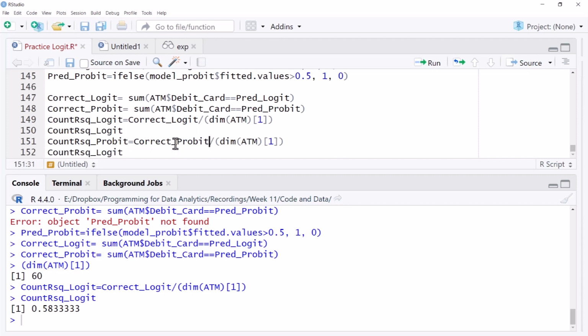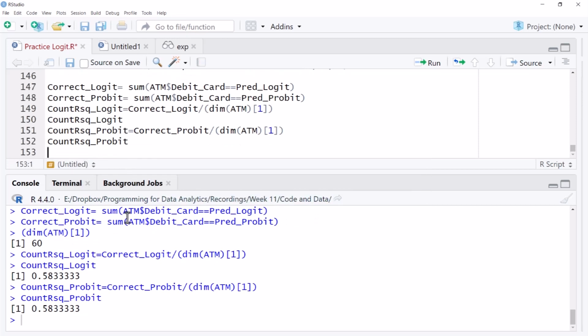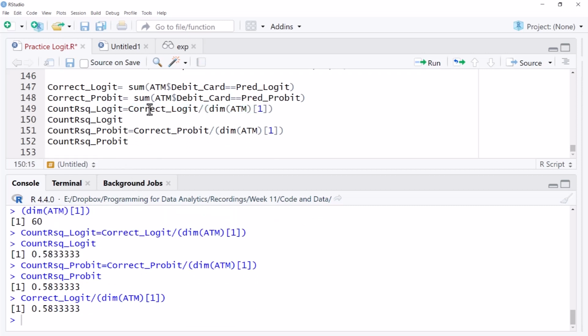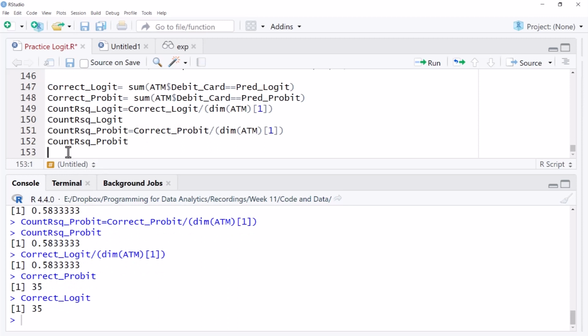So here I need to provide for probit. 58. Oh, so it seems that whether it is logit or probit, correct probit, how many values are we getting? 35. So almost identical results we are getting because the model results are very similar.